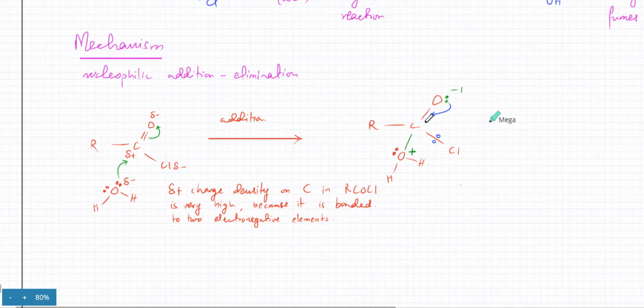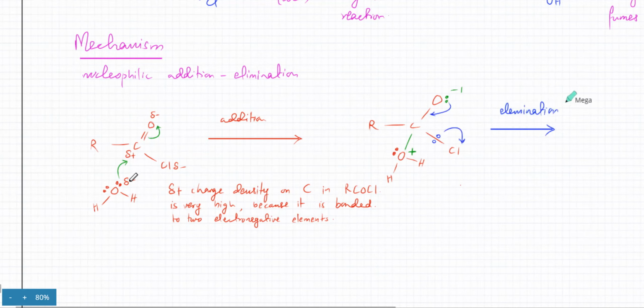But when these electrons come back, the electrons from the Cl get repelled, and the Cl breaks off. Okay, so that's your elimination stage. So in the next step, elimination is happening. You had addition, now elimination has started taking place.